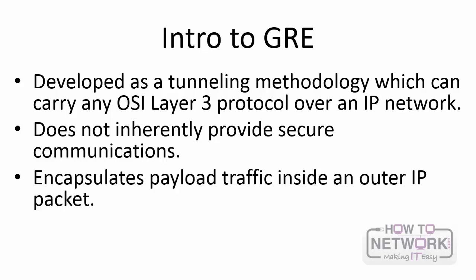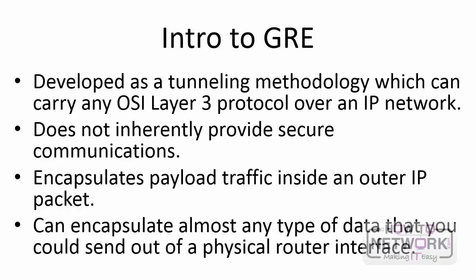GRE works by encapsulating payload traffic inside an IP packet. GRE tunnel endpoints send payloads through tunnels by routing encapsulated packets through IP networks. Here's what makes it work. The IP routers along the way do not look at the payload. They look only at the outer IP packet as they forward it towards the GRE tunnel endpoint. And upon reaching the tunnel endpoint, GRE encapsulation is removed and the payload is forwarded along to its ultimate destination. Now, this is obviously very useful since a GRE tunnel can encapsulate almost any type of data you want to send out a physical router interface.